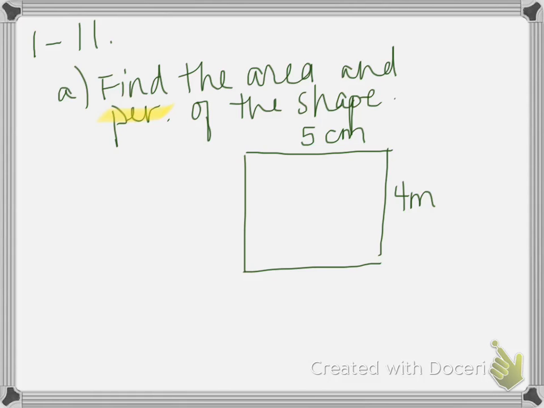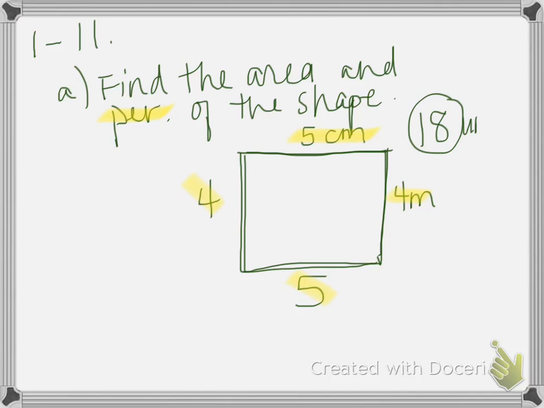Okay, first thing I did, since this is a rectangle, I know that this side's also 4 and this side's 5, and then I'm going to add up each of my sides. 4 plus 5 is 9, plus 5 is 14, plus another 4 is 18. So my perimeter is 18 units.